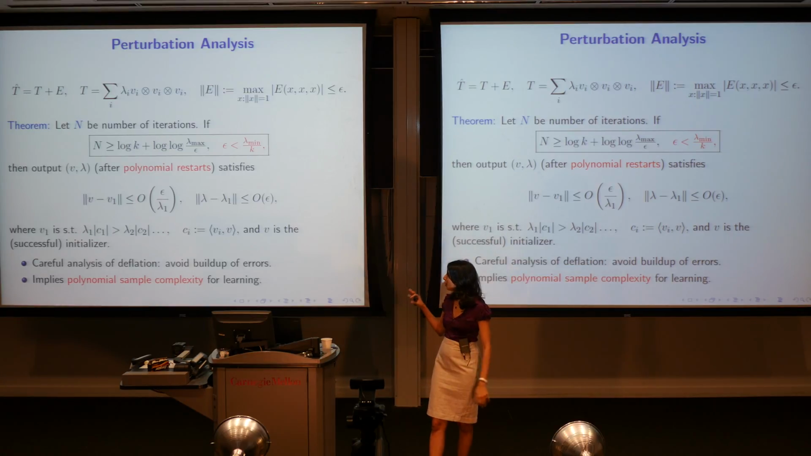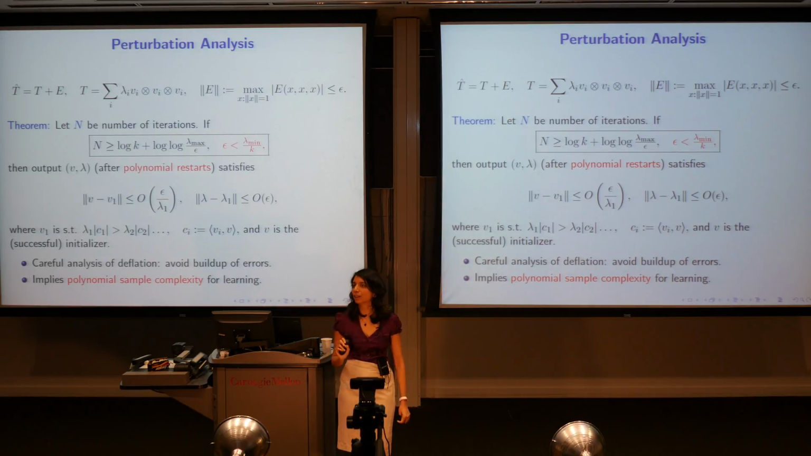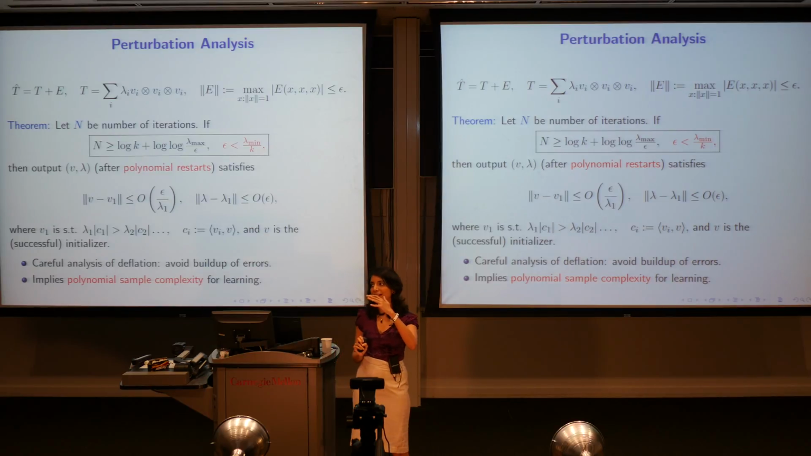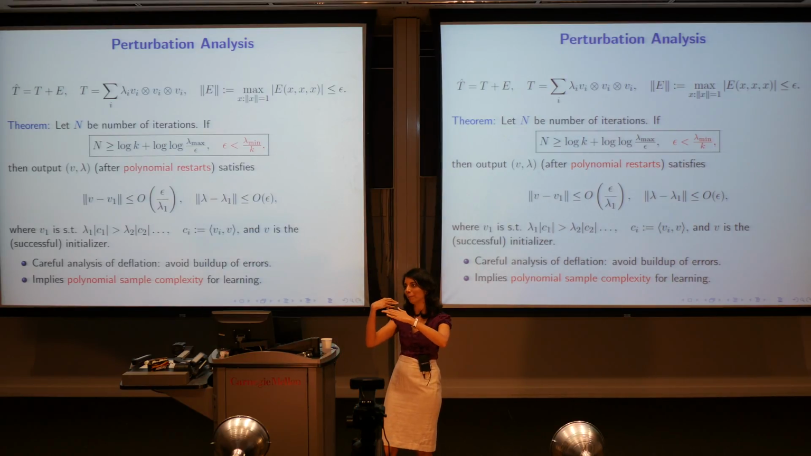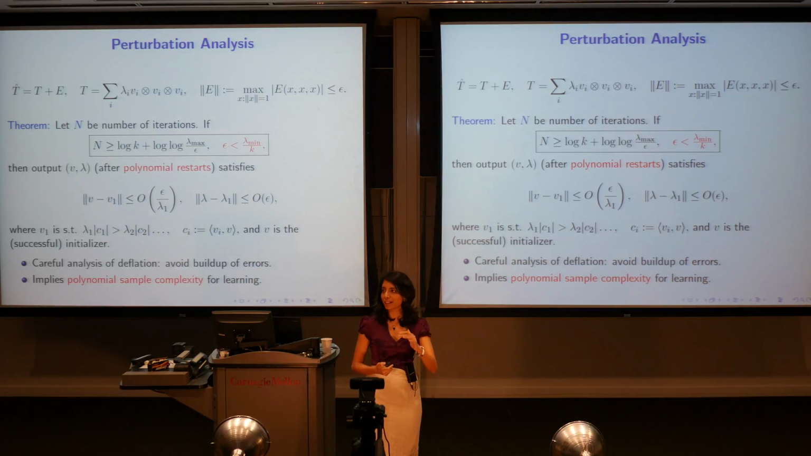Okay, and in fact, the deflation analysis is quite delicate for this tensor case. If I did it naively, I would have a big buildup of errors from one step to the next. I want to avoid it by arguing that because I'm going to find an eigenvector that's orthogonal, almost orthogonal, to the recovered ones, I can control the error. So because of this almost orthogonality, I can maintain the same level of error in all steps of deflation.